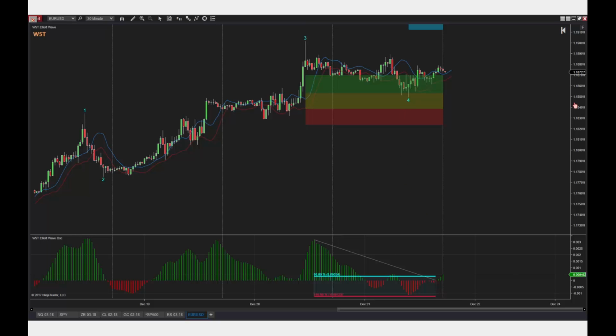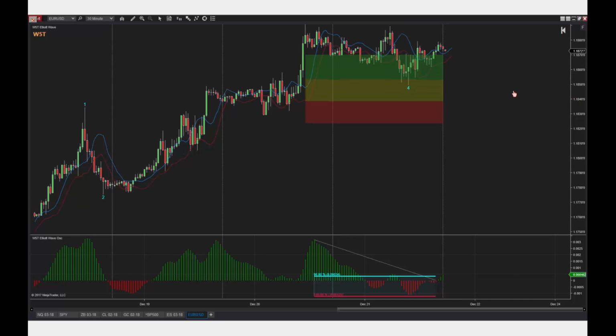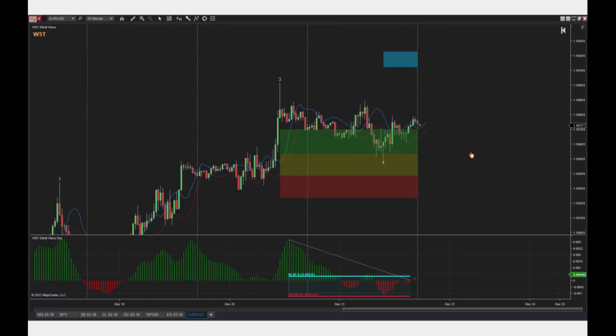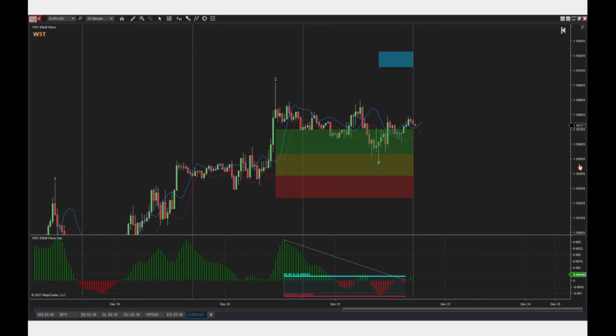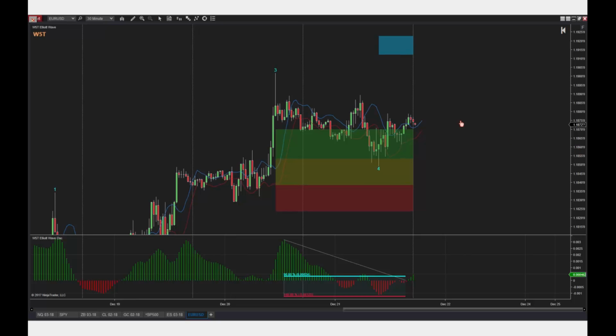Okay, so as you can see on the 30-minute Euro US dollar, we've had this wave 3. The wave 4's pulled back and found support in this green zone. The oscillator has come back and created a bootcamp.